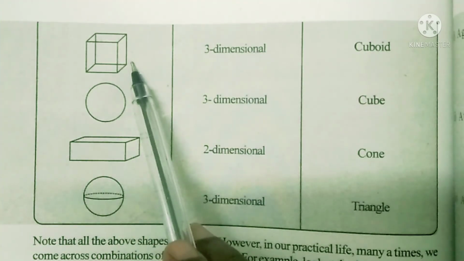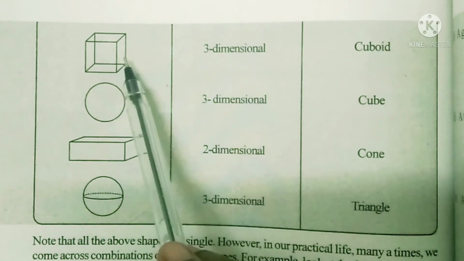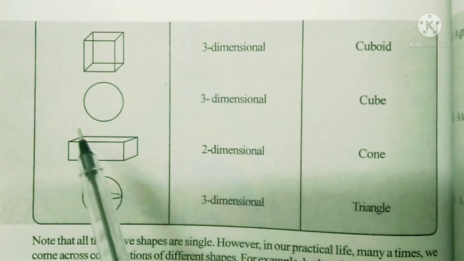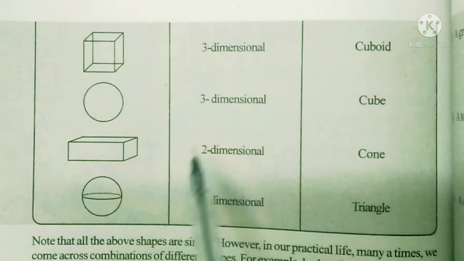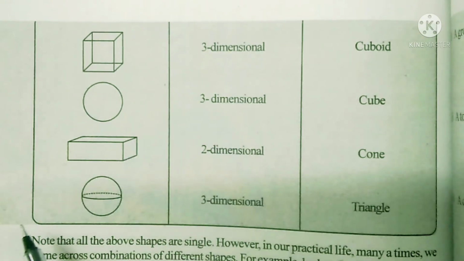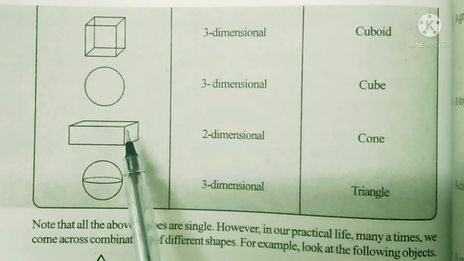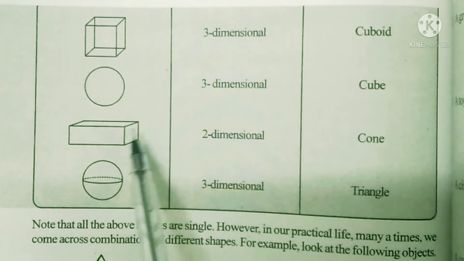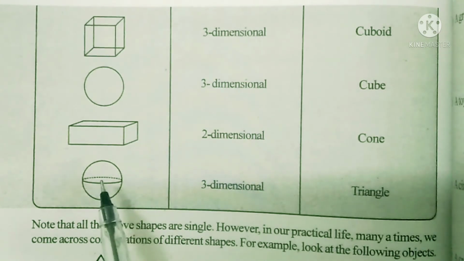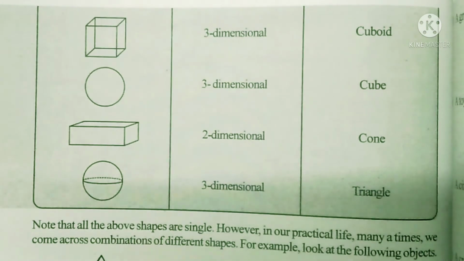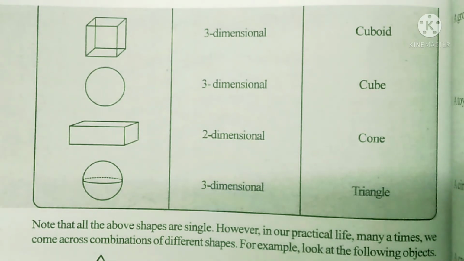Now this is a cube. Okay, cube is a three-dimensional figure. Circle is a two-dimensional figure. And this is a cuboid, which is three-dimensional, and this is a sphere, that is also a three-dimensional figure. Now one special feature of three-dimensional figures is that they occupy space.